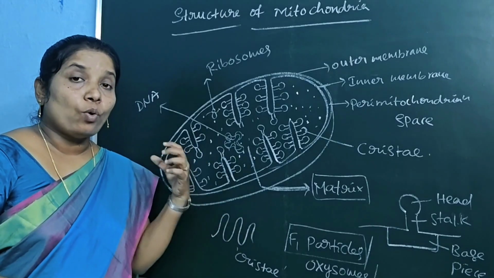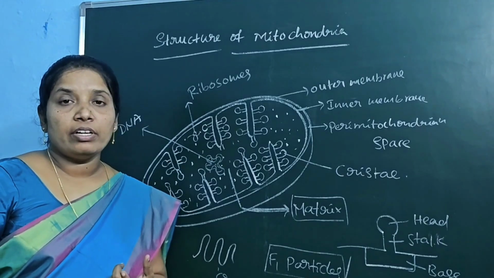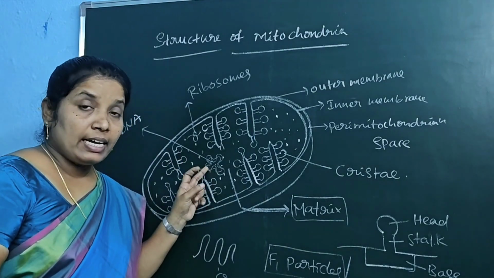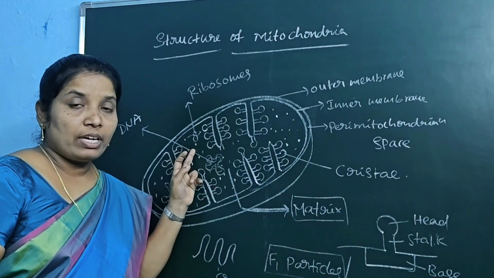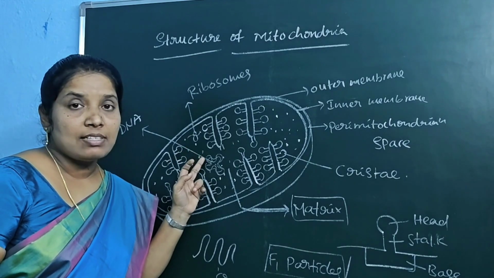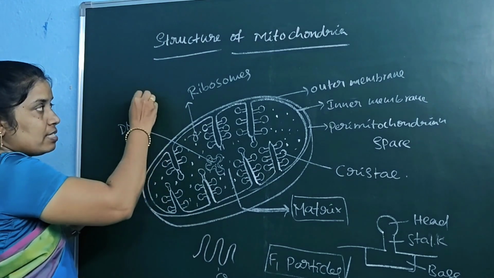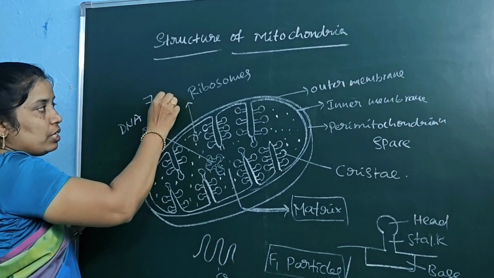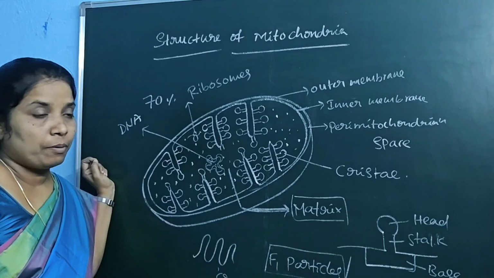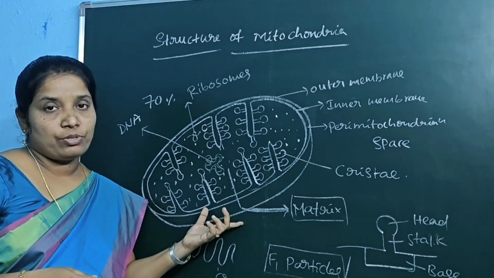They have their own protein machinery also. Mitochondria themselves have their own DNA and ribosomes. That's why they can prepare the proteins necessary for cellular respiration. The matrix encloses 70% of the proteins which are necessary for cellular respiration. So this is about the structure of mitochondria, students.